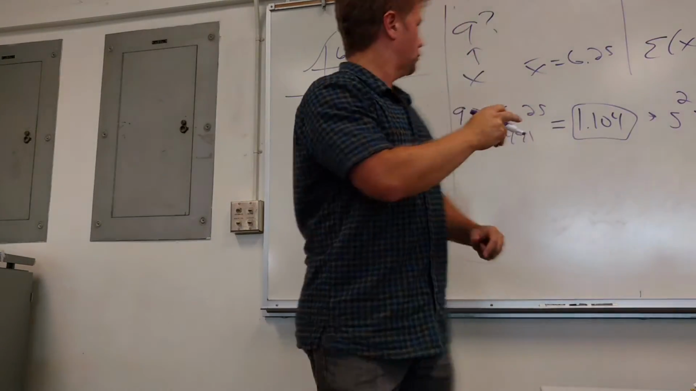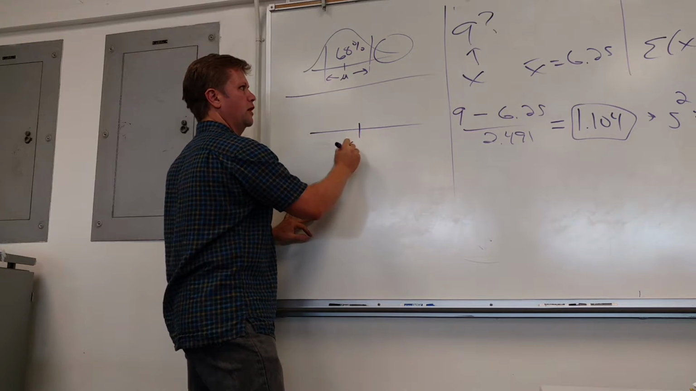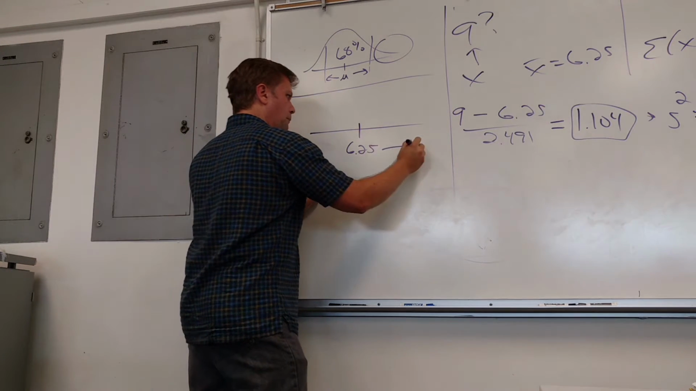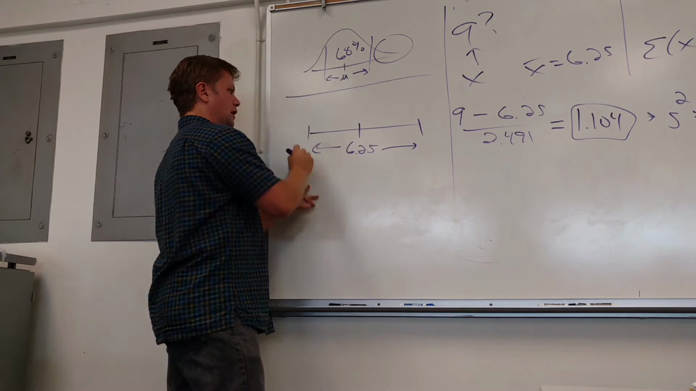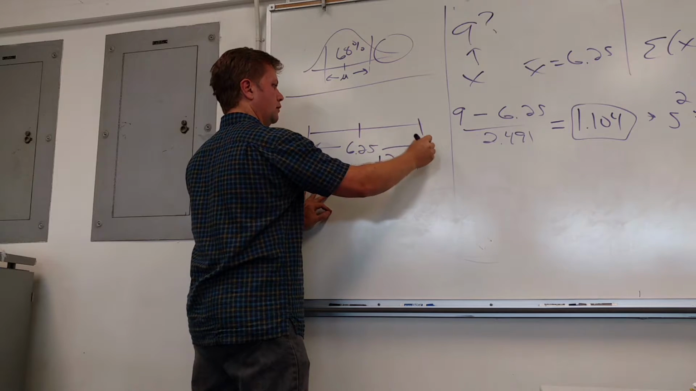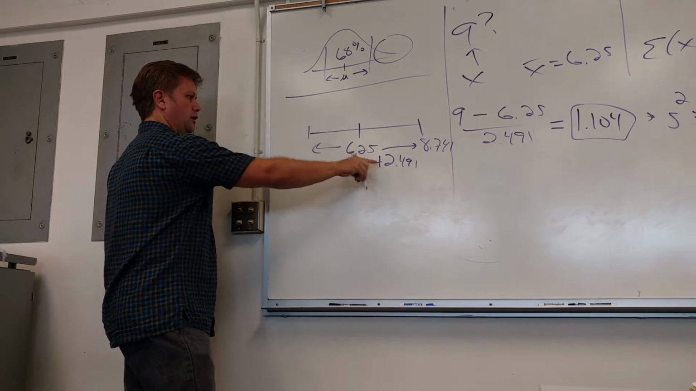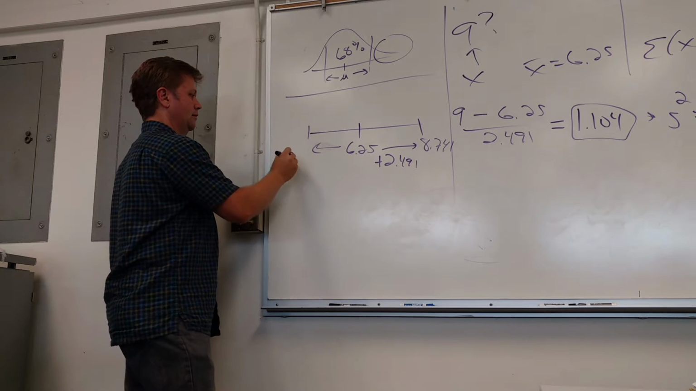Okay. So your problem was put the mean in the middle. What was the mean? I forgot already. 6.125. Go up one step and down one step. So if you go up 2.491, where do you end up? 8.741 in stereo. And if you go down one of these, 3.759.